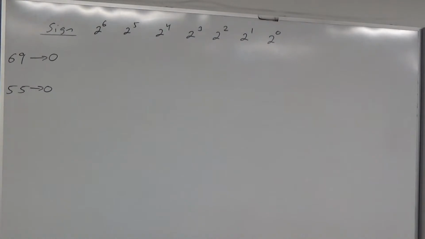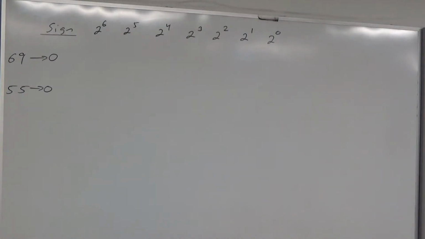What I need to do is represent 69 in binary. I think we can represent 69 in 3 bits. What 3 powers of 2 could we add up to be able to get 69?